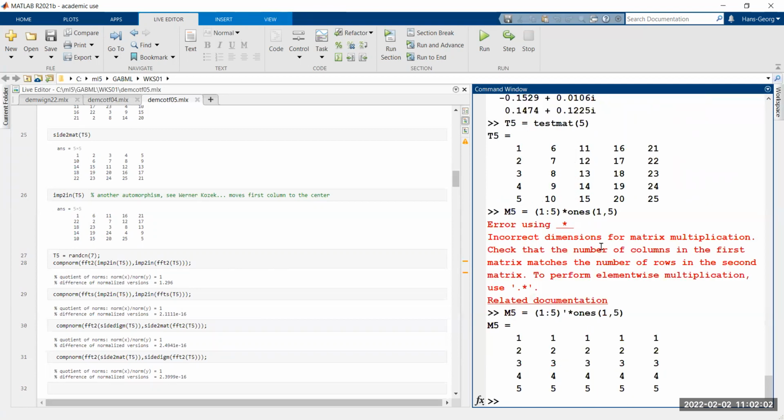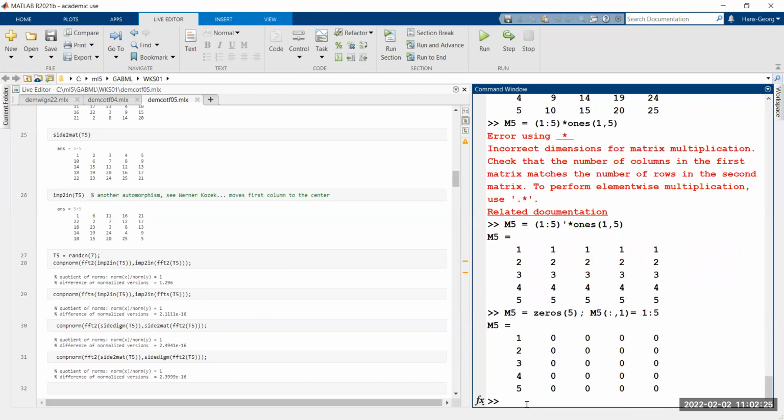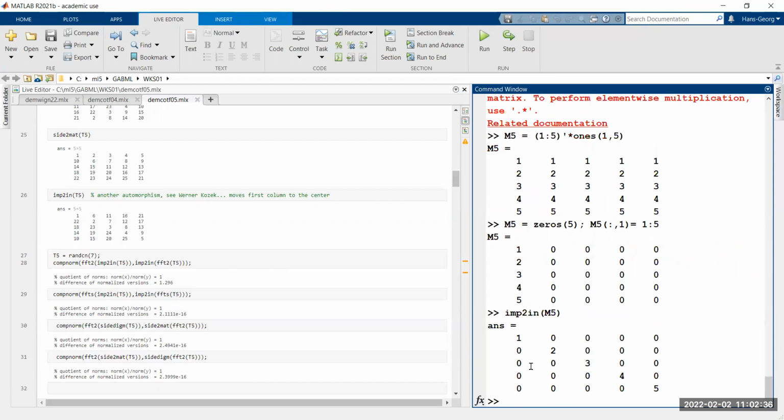Okay, so this is a matrix. No, this is a matrix which is constant along rows, but that's not what I want. Sorry, I was doing a stupid thing. I should take a 0 matrix of size 5 and put into the first column the numbers 1 to 5. So then I have just in the first column, so that you see where the numbers are. And I do the imp2in of this matrix. It shows you that it's moving every vector from the first column to the position in the diagonal.